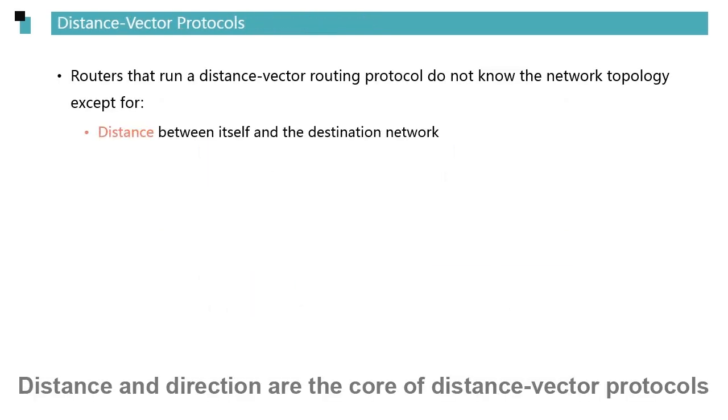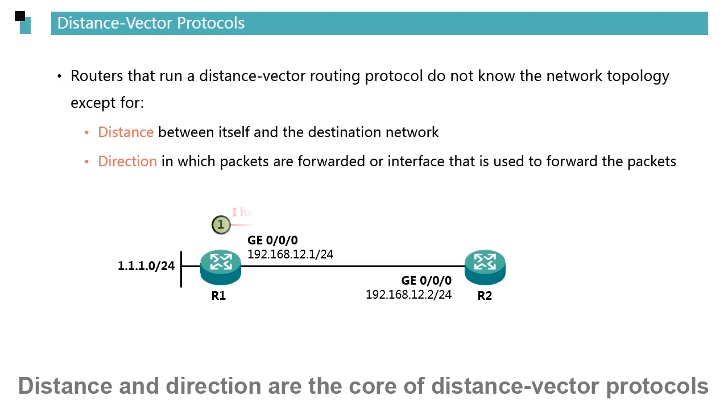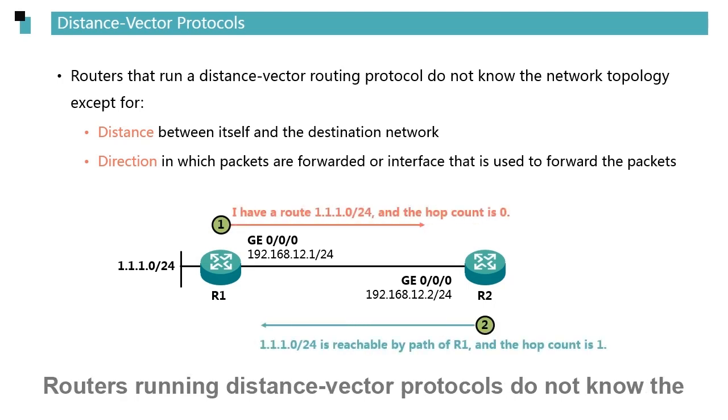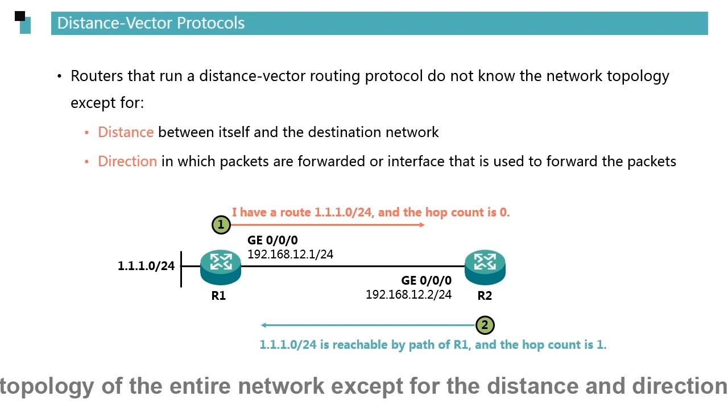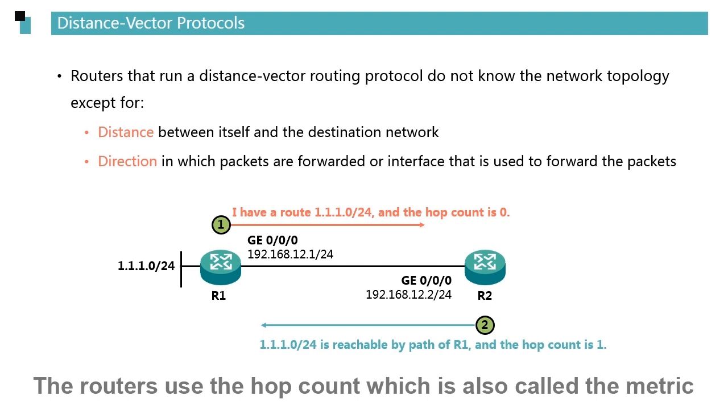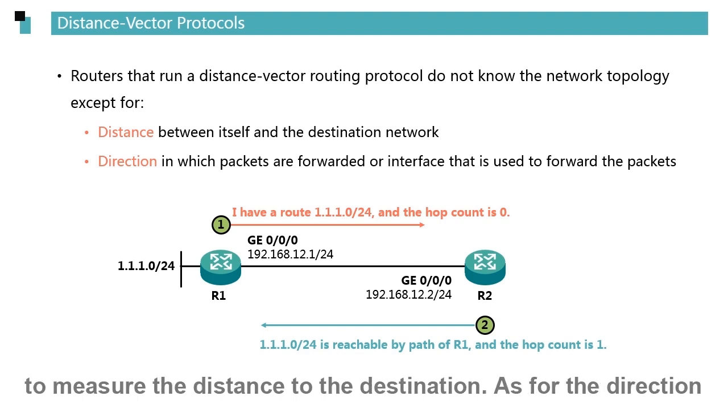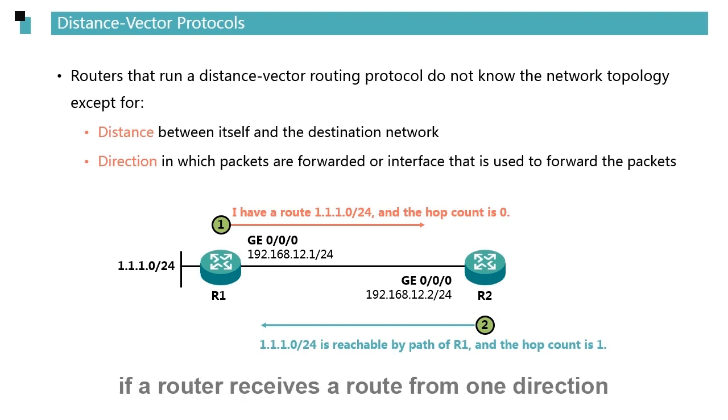Distance and direction are the core of distance vector protocols. Routers running distance vector protocols do not know the topology of the entire network except for the distance and direction. The routers use the hop count, which is also called the metric, to measure the distance to the destination. As for the direction, if a router receives a route from one direction, it forwards packets in the reverse direction.